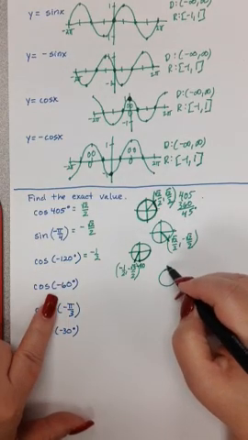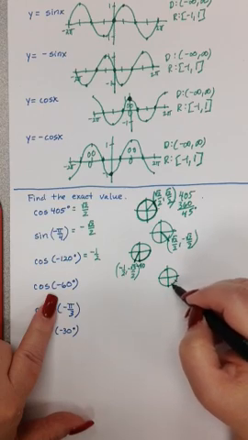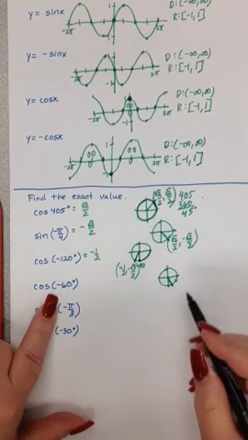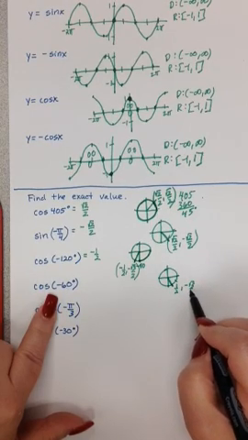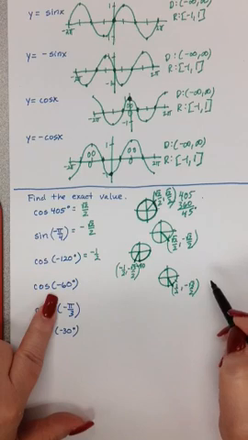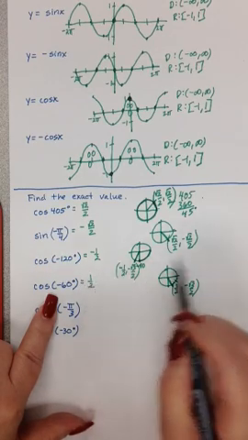Cosine of negative 60. Negative 60 goes like negative 30, then negative 60. So it's right here, which is right 1/2 and down square root of 3 over 2. And so cosine is the x-coordinate, so it's positive 1/2.